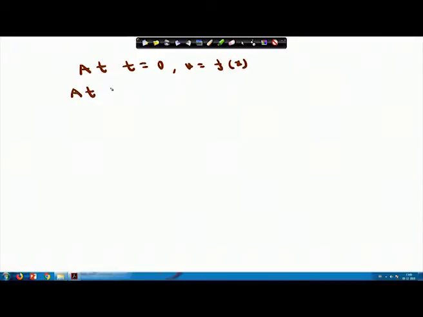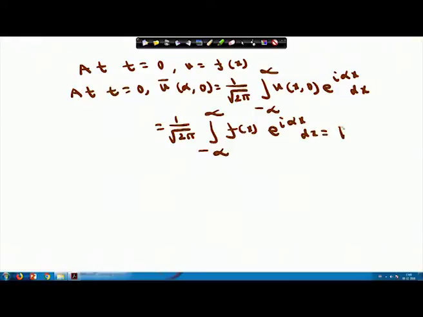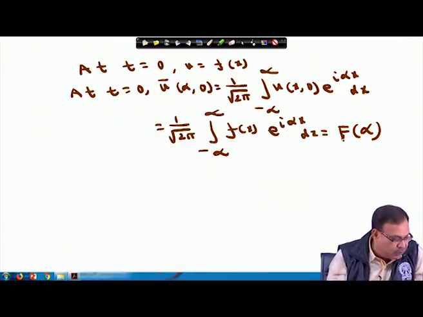So, at t equals 0, u bar alpha 0 equals 1 by root 2 pi, integral from minus infinity to infinity. From the definition you can write u x 0 into e power I alpha x into dx. This is 1 by root 2 pi, and u x 0 is nothing but f x. So this equals 1 by root 2 pi integral from minus infinity to infinity f x into e power I alpha x dx, and this I can write as capital F of alpha, because it is the Fourier transform of f x. So at t equals 0, u bar alpha 0 equals F alpha.